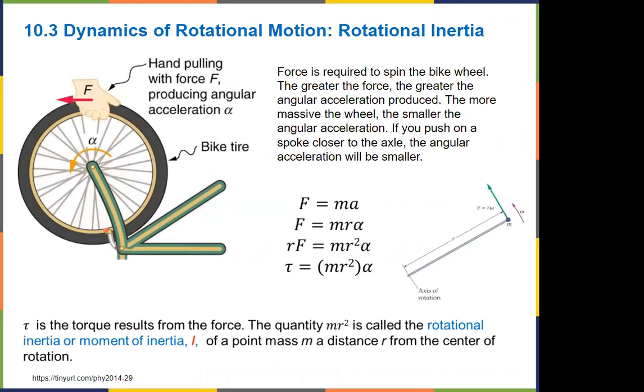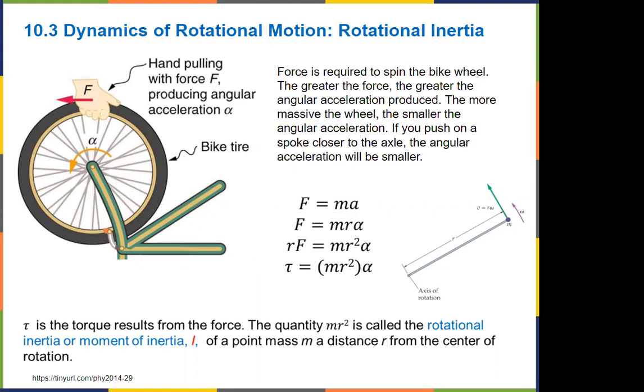First, let's take a look at this bicycle wheel over here. If you give it a force, then the bicycle wheel will rotate. That means its velocity changes. So you give it an angular acceleration, because of the force.